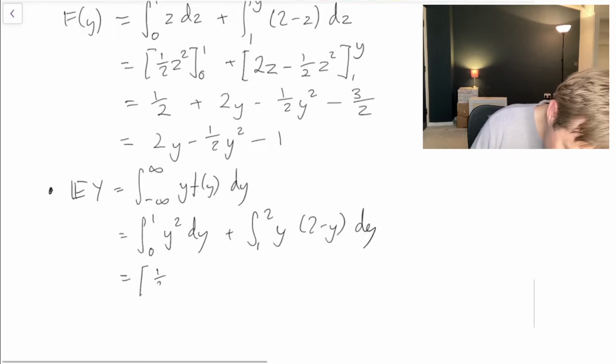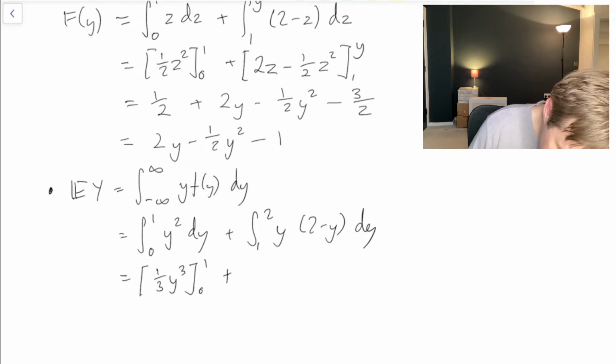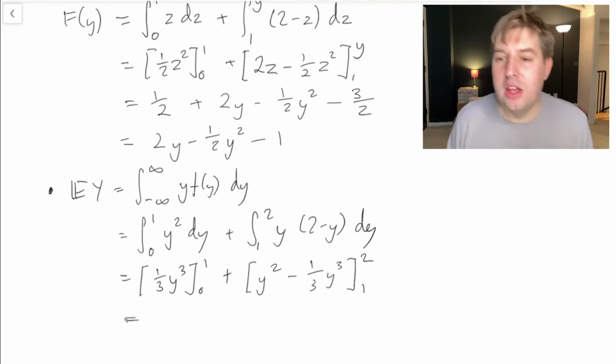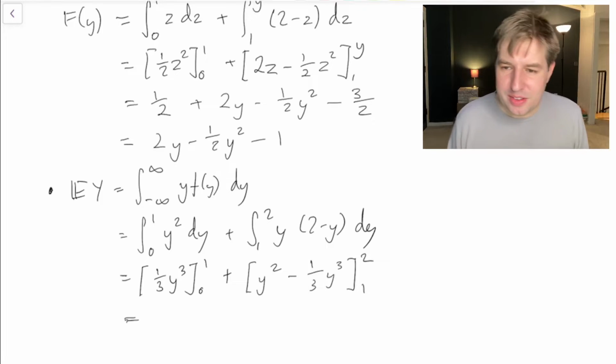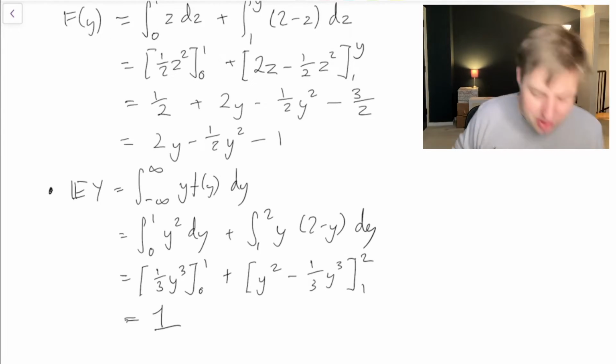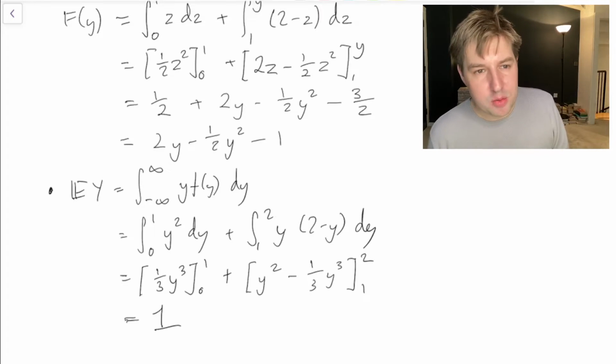This is 1/3 y cubed from 0 to 1. If you expand out the brackets, the 2y becomes y squared, and the y squared becomes 1/3 y cubed, and that's between 1 and 2. And I did calculate what this was earlier, and rather conveniently, it comes out as 1. The expected value of y is 1.